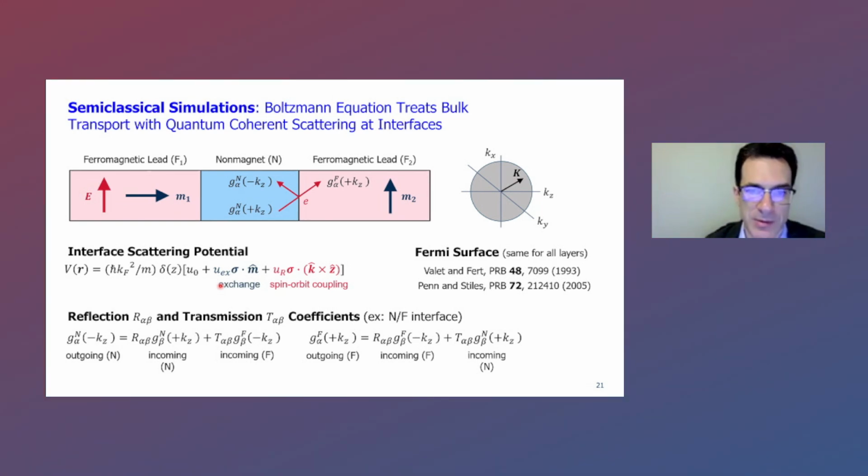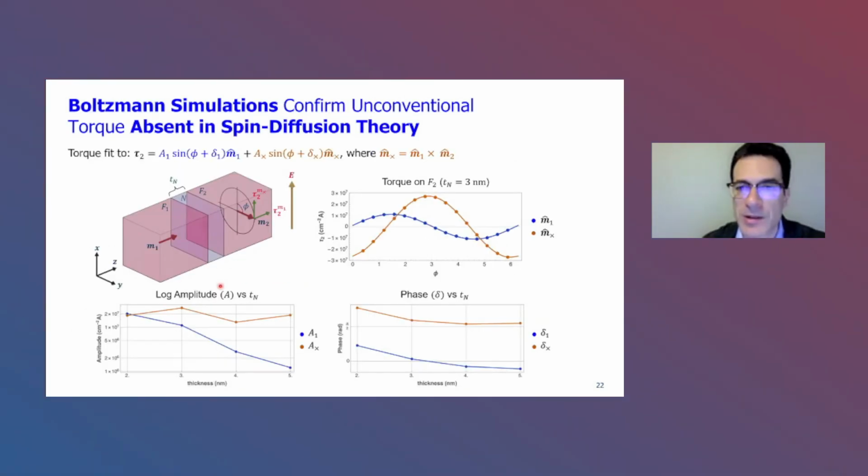But the things that are going to change are the relative amplitudes and the phases of these curves. So the fact that here it looks more like a sine is material specific. So the phase can change. But the fact that you will get a torque that is collinear with M1 acting on M2, this is generic. Okay, and this is beyond expectations from the spin diffusion model. Okay, thank you.